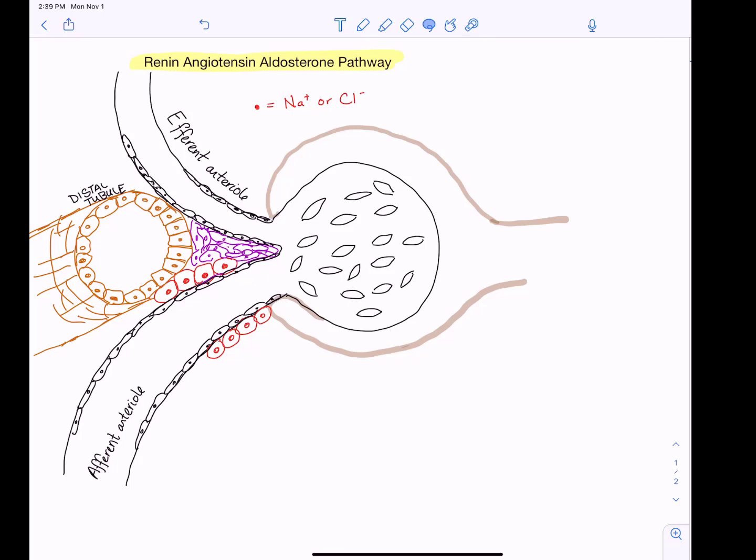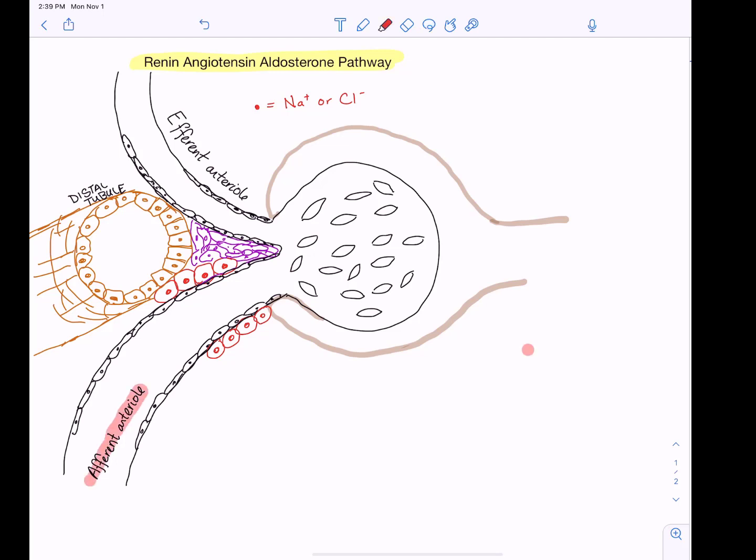In a previous lecture, we learned that aldosterone is the hormone that increases sodium reabsorption and potassium secretion in the distal tubule. Here we learn about the pathway that leads to aldosterone secretion. It starts in the juxtaglomerular apparatus, which I have drawn here.